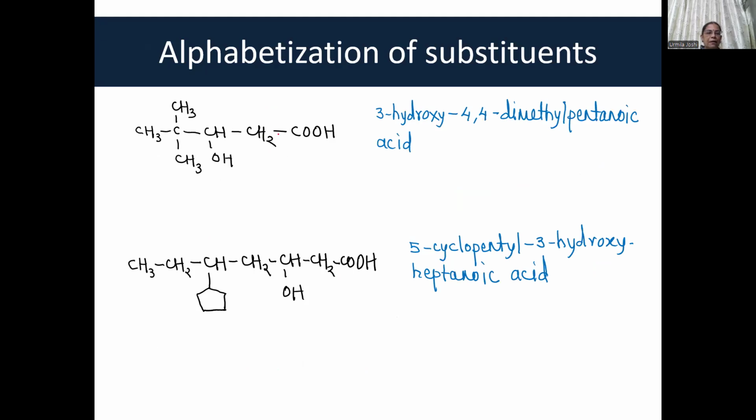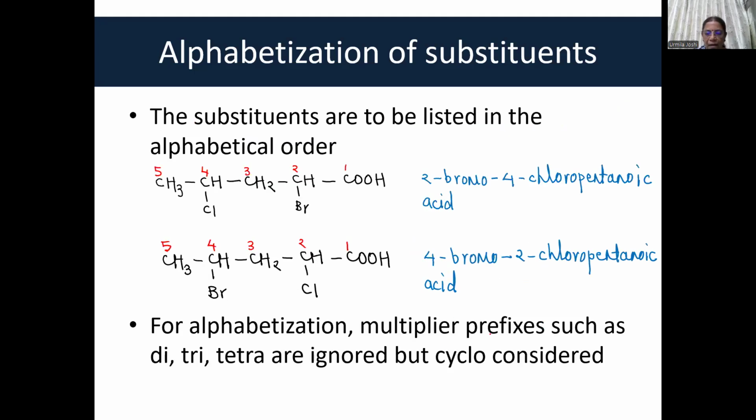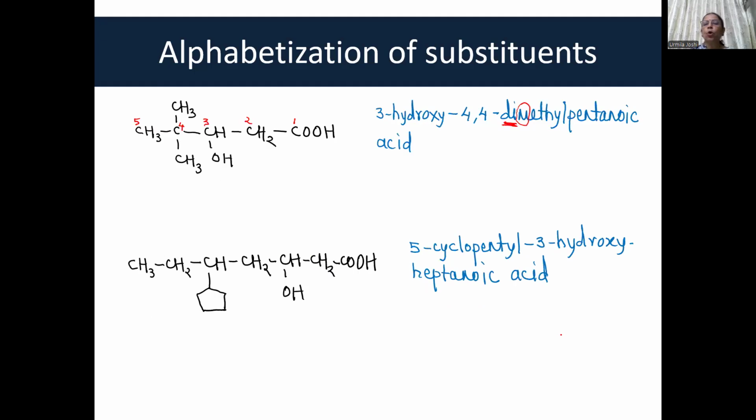Okay. The multiplier prefixes such as di, tri, tetra are ignored in alphabetization. For example, just see here. Let us number this 1, 2, 3, 4, and 5. So at 3 position, there is hydroxy, and at 4 position, dimethyl, but that di is ignored. So multiplication prefixes are ignored. So it is 3-hydroxy 4,4-dimethyl pentanoic acid. So you consider M for alphabetization and not D, because this prefix di is a multiplier prefix, so don't take it into consideration in alphabetization.